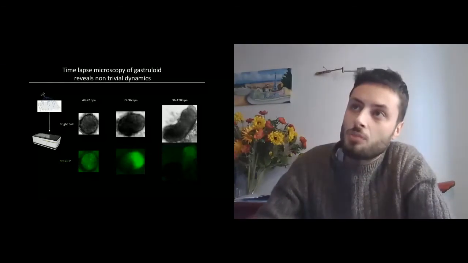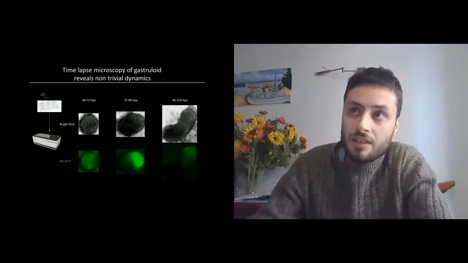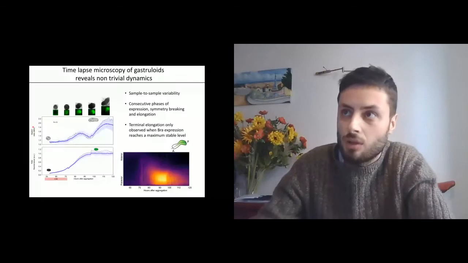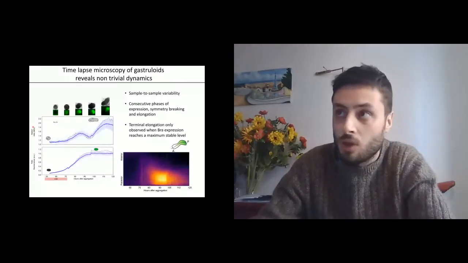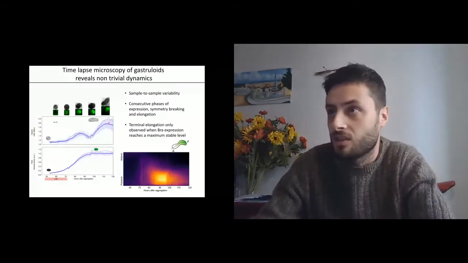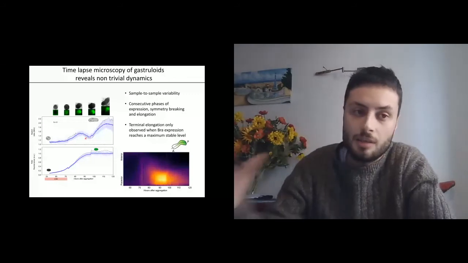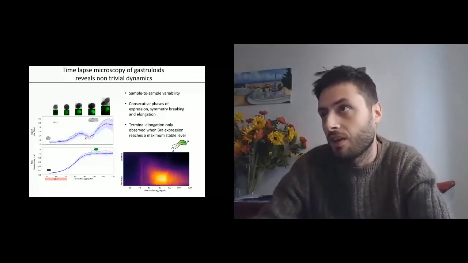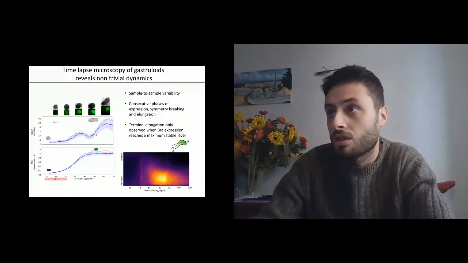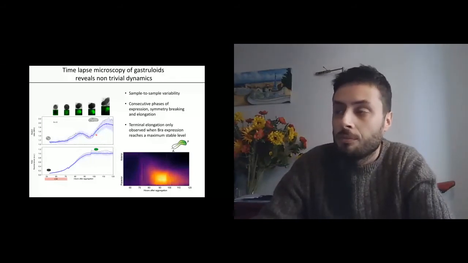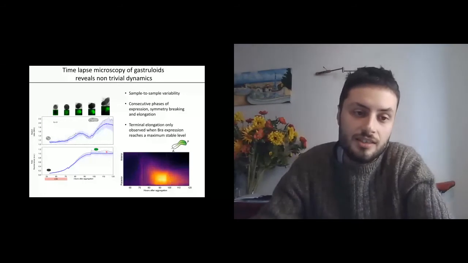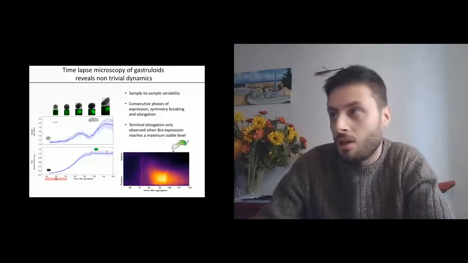And for instance, we can observe that aspect ratio, so the elongation of this gastruloid, is not monotonous, in the sense that it does not continuously increase, but there is a first peak which is followed by a decrease in which the gastruloid seems to again assemble in a more spherical shape, and then there is a final elongation which occurs at the time where the maximum fluorescence intensity is reached and is constant.